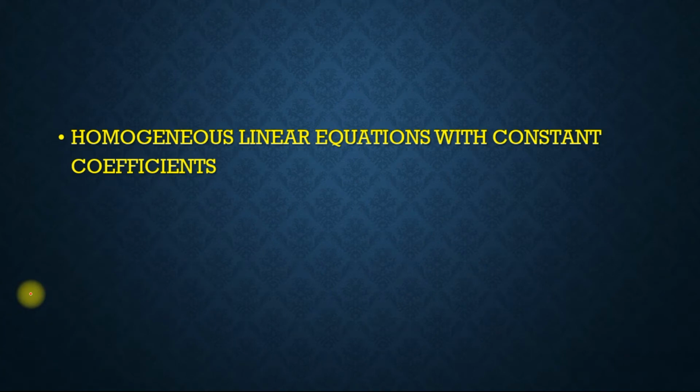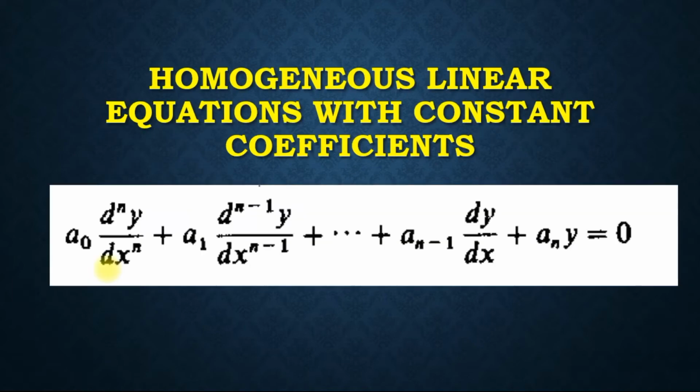So today we'll talk about homogeneous linear equations with constant coefficients, and we will show you how we solve this kind of differential equations. As in our previous lectures, we said that a differential equation in this form, since we have zero here, we call a homogeneous linear differential equation.